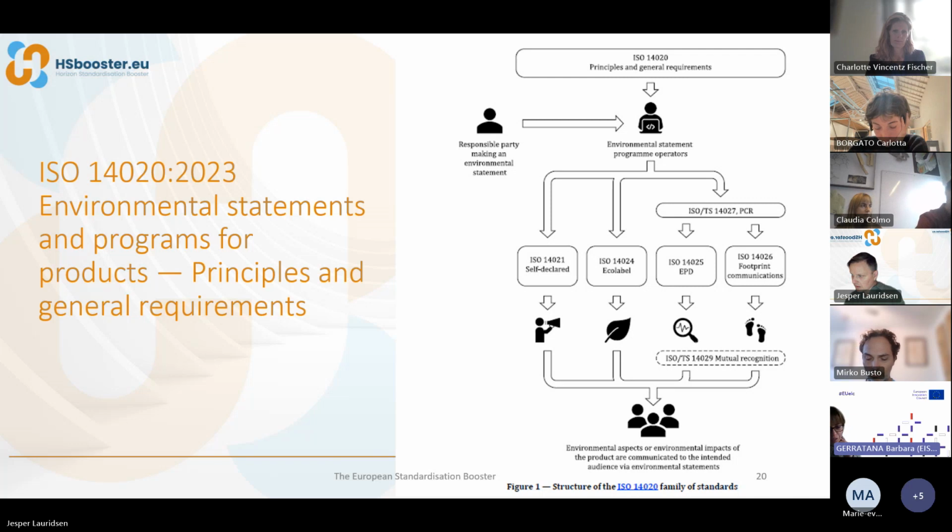Yes, it does, but it sounds to me that there is no European standard on how to do the eco-labeling. Maybe one is needed. Yeah, but you can say maybe that needs one to do the eco-label.